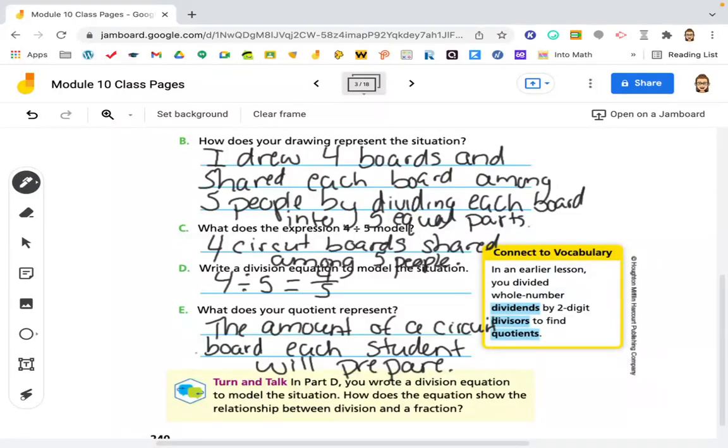So if you look at this connective vocabulary, it says in an earlier lesson, you divide whole number dividends by 2-digit divisors to find quotients. So again, our dividend is the number being divided, which becomes our numerator. And the divisor is what we're dividing by. The dividend is what's being divided. The divisor is what we're dividing by. And our quotient is our answer to a division problem.